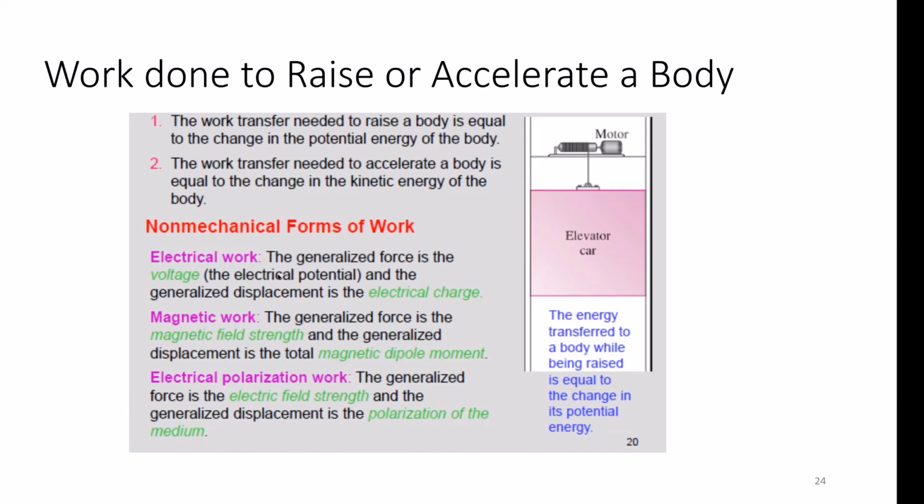The last part is just some non-mechanical forms of work: electrical work, magnetic work, and electrical polarization work. And that pretty much ends the overview of section 2.5.